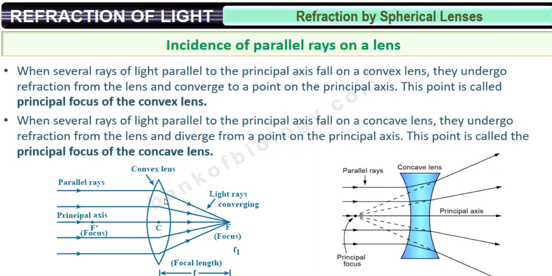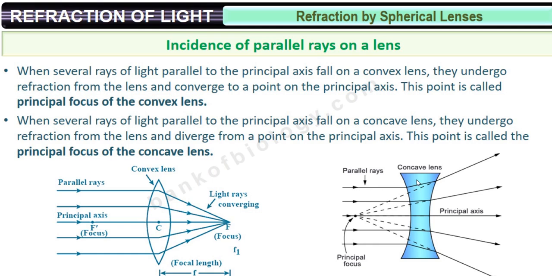Now let us see incidence of parallel rays on a lens. When several rays of light parallel to the principal axis fall on a convex lens, they undergo refraction from the lens and converge to a point on the principal axis. This point is called the principal focus of the convex lens. See where they have all converged is called the principal focus F1, and the length from the optical center till focus is focal length. Light rays converging, convex lens, parallel rays, principal axis, focus.